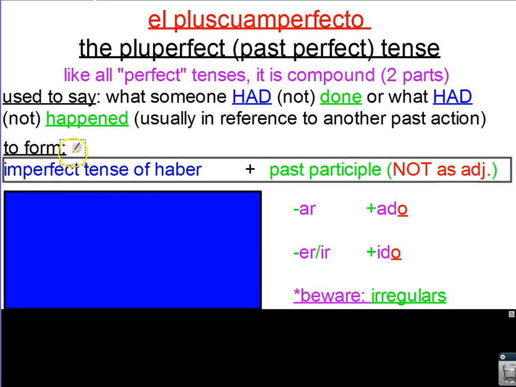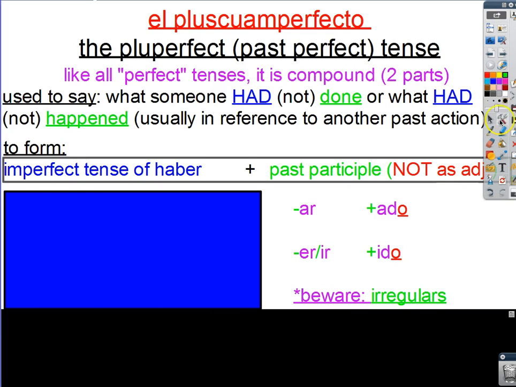So we just need to make sure that we know how to conjugate haber in the imperfect, which is total review and totally easy because in the imperfect, there aren't any stem changers, there aren't any irregular yos, and there are only three irregulars, which are ir, ser, and ver. So haber is totally 100% normal.